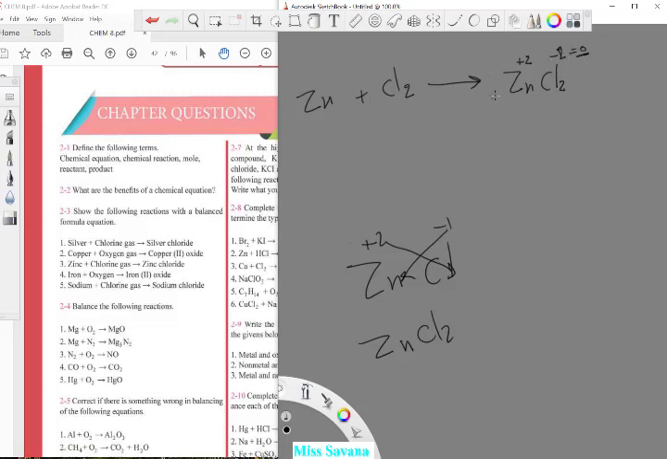Okay, so the idea, guys, is that I need to make sure that the net charge is 0, الشحنة الصافية تكون مساوية للصفر. Okay, now I have the balancing stuff. So the whole idea is that the product must equal the reactant. So this one is 1, this one is 2, this one is 1, and this one is 2. So I really don't have to do anything for this one. Okay, now moving on to the next one.